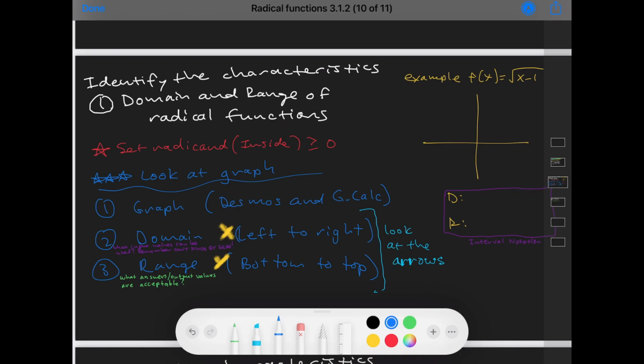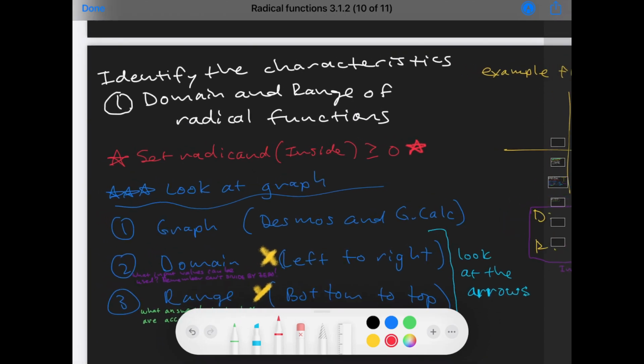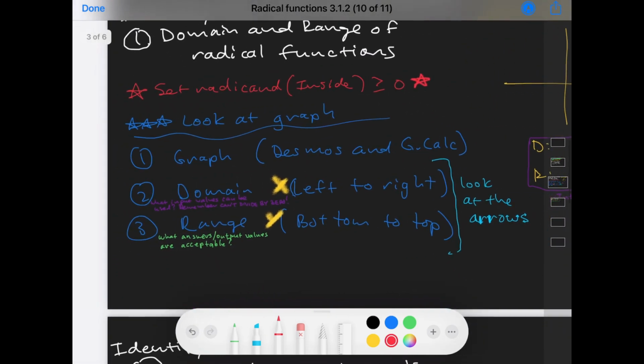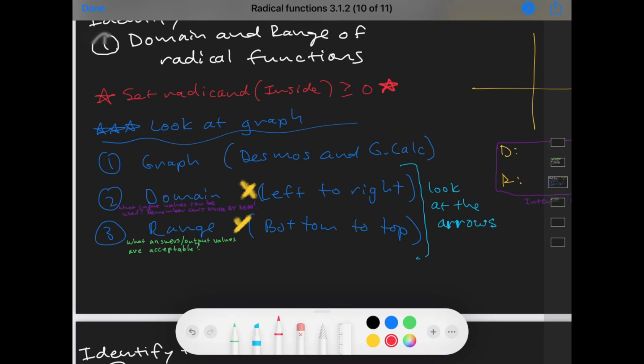So how do you find the domain and range? Well, here in red, if you were in pre-calc or algebra 2, you can also find this algebraically by just setting the radicand, what's on the inside, greater than or equal to 0. But I'm going to teach you guys visually or graphically. So we're going to look at the graph. Number one, we're going to use graphing, and we're going to look at Desmos and the graphing calculator.